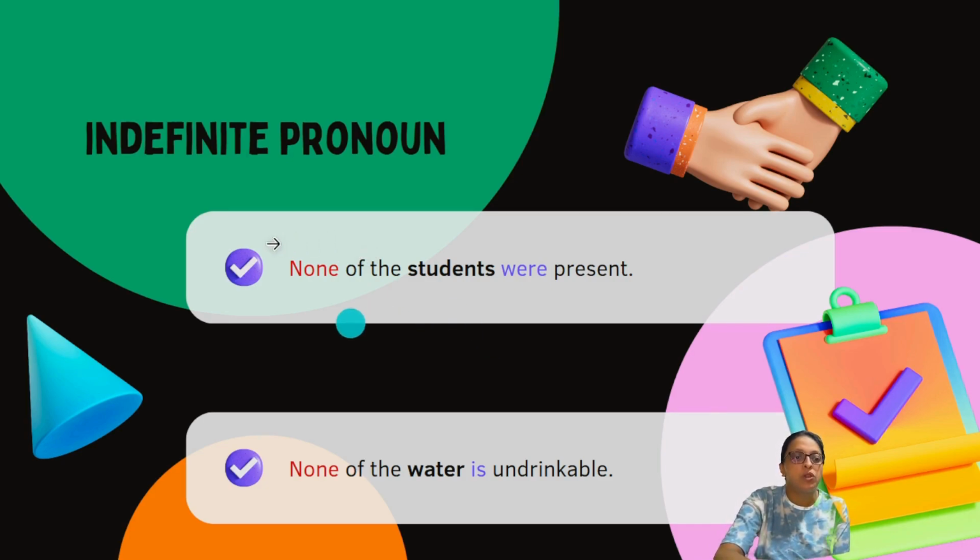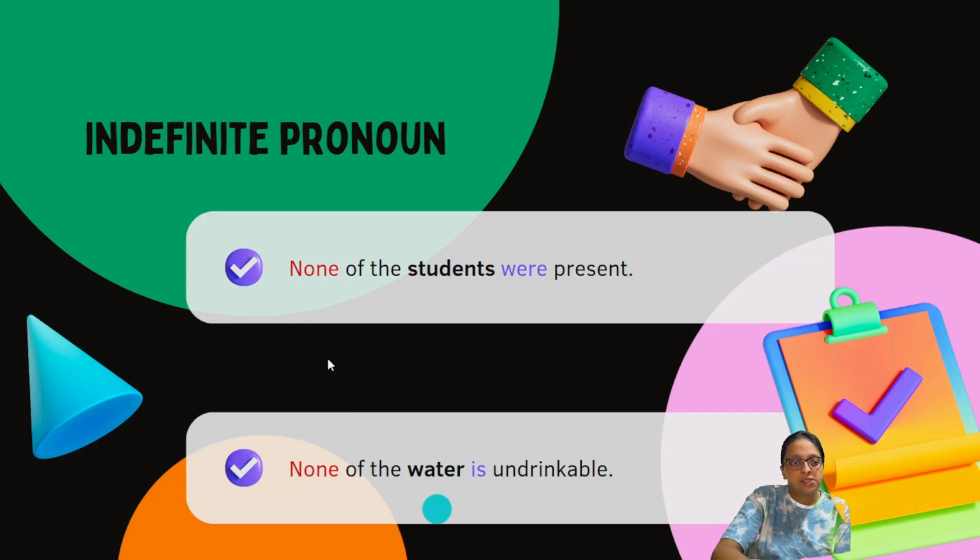Why does it happen? Let us understand how. When we are talking about none of the students, what do we mean? We mean there are many students and we are talking about every student in that room, all the students put together, and we are saying in a negative sense that they were not present. Another way of saying they were not present is none of the students were present. And students is a countable noun.